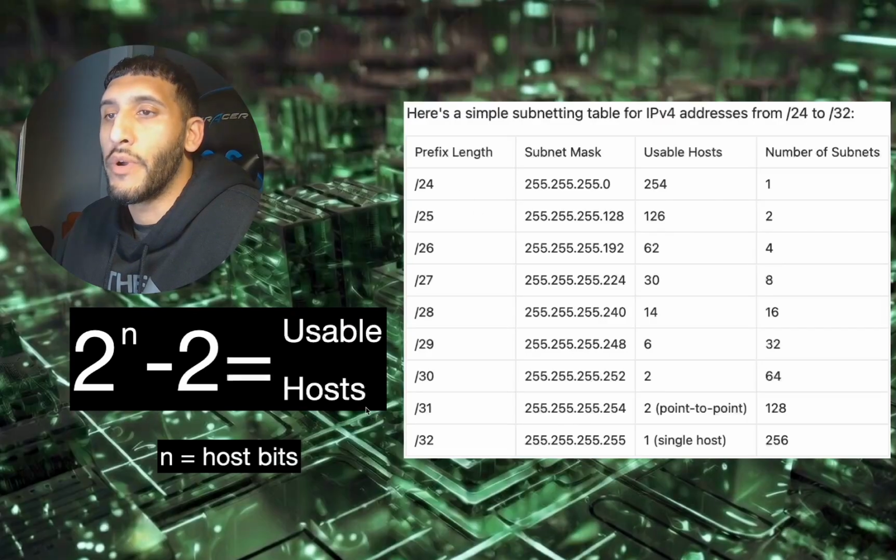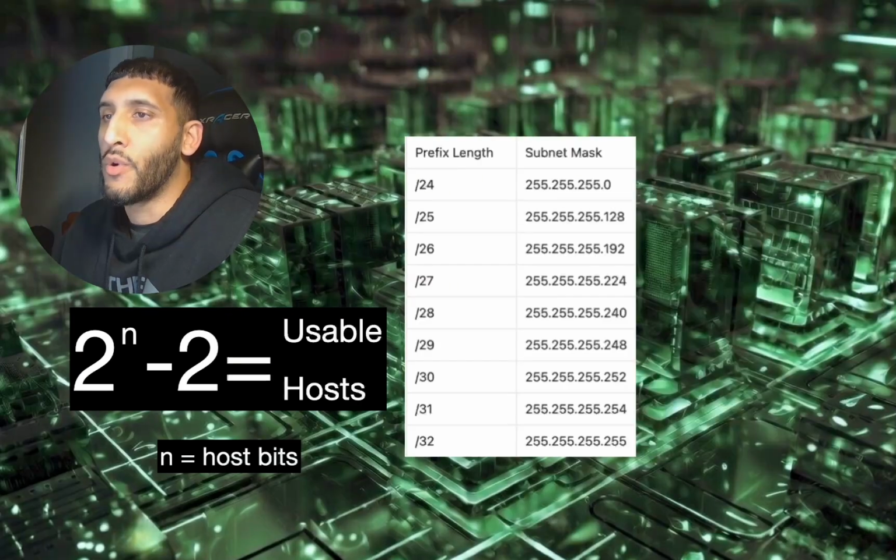And this is an equation for when you don't have this table in front of you and you want to find the usable hosts. The equation is 2^n minus 2 equals usable hosts, where n is the number of host bits. So now let's say you want to find the usable hosts for a /27 subnet mask. All you do is take 32 minus 27, which is 5, and then take 2 to the 5th power, which is 32, and subtract 2 and you get 30. And what is it? 30.